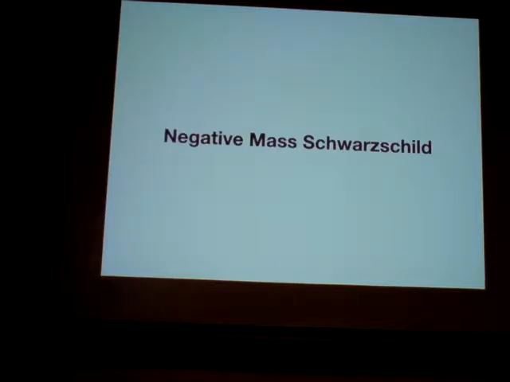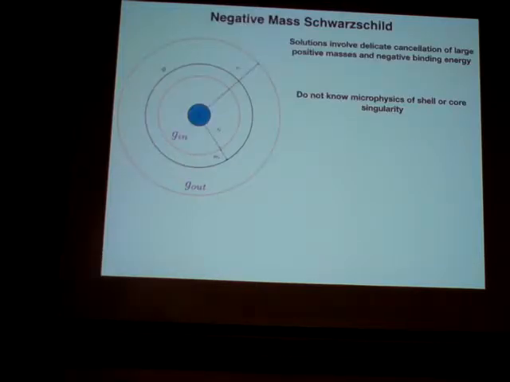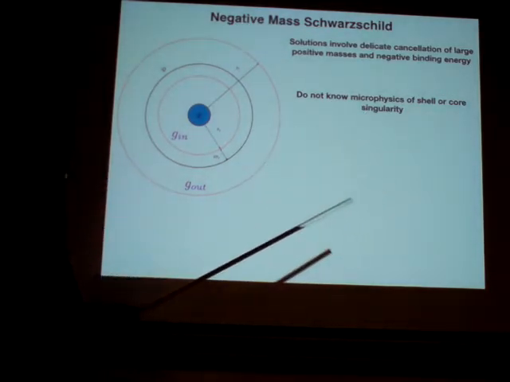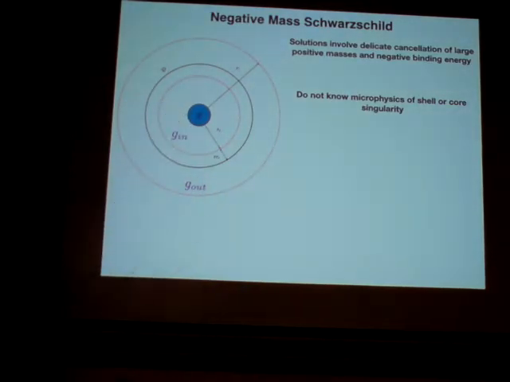So let me quickly tell you about the negative mass Schwarzschild solutions in our story and what we think about them. And here's the main point: I have no idea what the microphysics of the shell or the core singularity are. I don't know what makes up these things. All I basically said was, look, I have this metric here, I have this metric there, I'm going to mass them together. And look, it's incredible to me that a positive density solution does the whole thing.